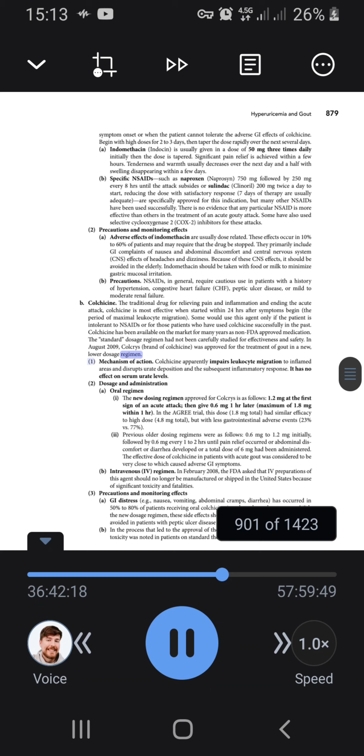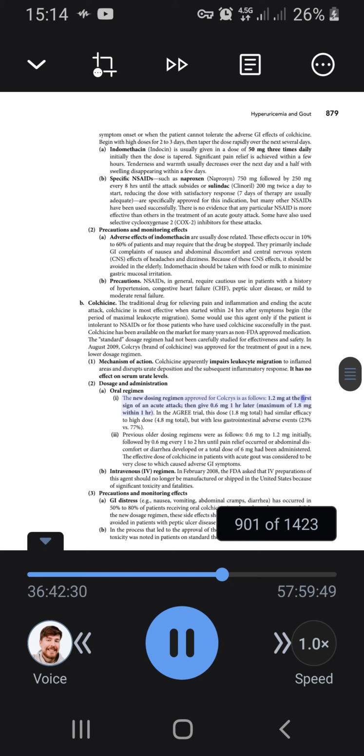1. Mechanism of action. Colchicine apparently impairs leukocyte migration to inflamed areas and disrupts urate deposition and the subsequent inflammatory response. It has no effect on serum urate levels. 2. Dosage and administration. Oral regimen. The new dosing regimen approved for colchicine is as follows.